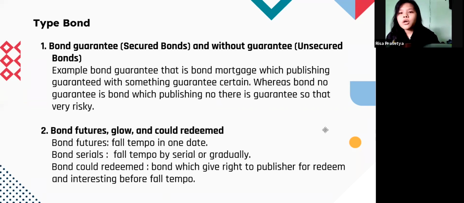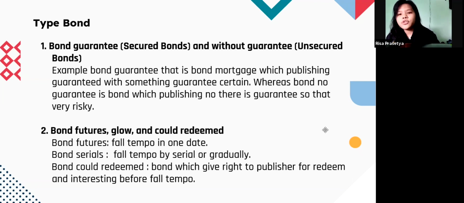The next is there are five types of bonds. The first is bond guarantee, secured bonds, and without guarantee, unsecured bonds. An example of a bond with guarantee is a mortgage bond, which is issued with a certain guarantee, whereas a bond without guarantee is issued with no guarantee, so it is very risky.